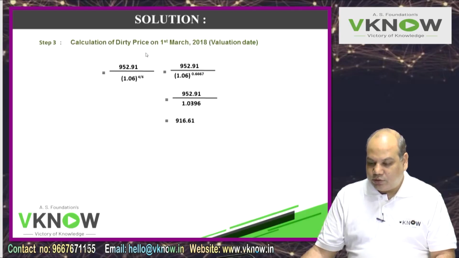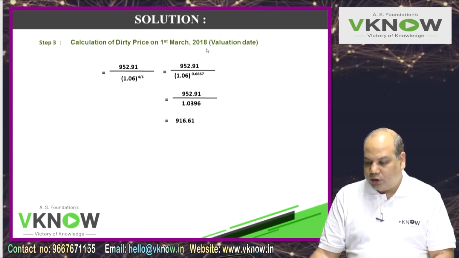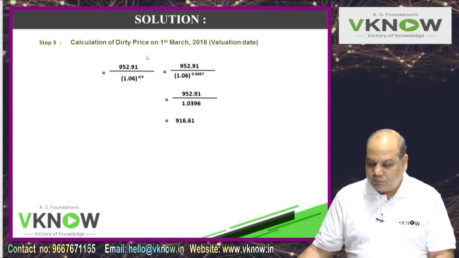So write down next line, step number 3, calculation of dirty price on 1st March 2018, in bracket valuation date. Valuation date. So it is equal to 952.91 upon 1.06 to the power 4 by 6.